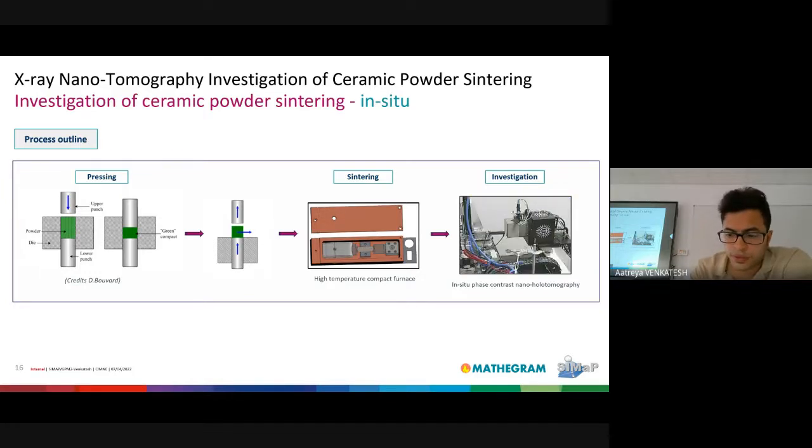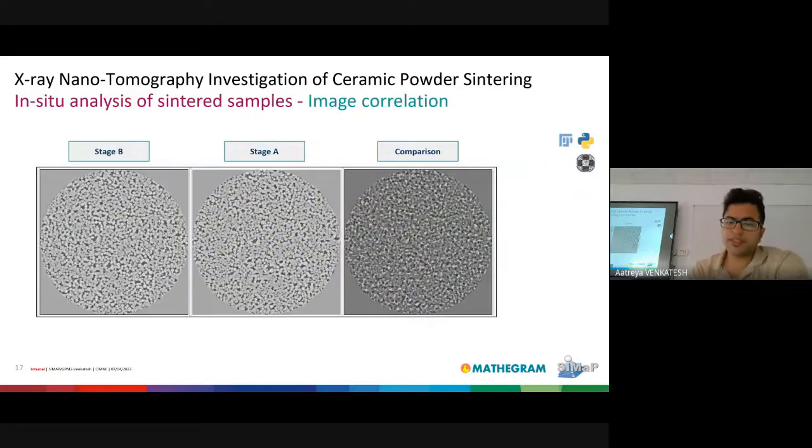And so once reconstructed, it's not very accurate. The imaging is not so accurate, so we tend to lose some of the location of the particles. So the particle tracking is very difficult. So we use some scripts in a software called SPAM for some image correlation.